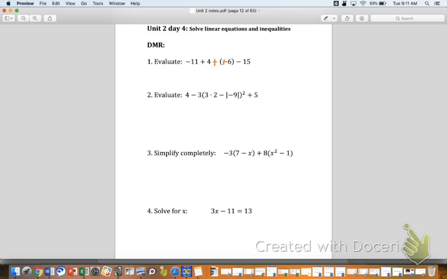So negative 11 plus 4 is negative 7. Negative 7 plus 6 is negative 1. And negative 1 plus negative 15, I got negative 16. You guys all right with that?